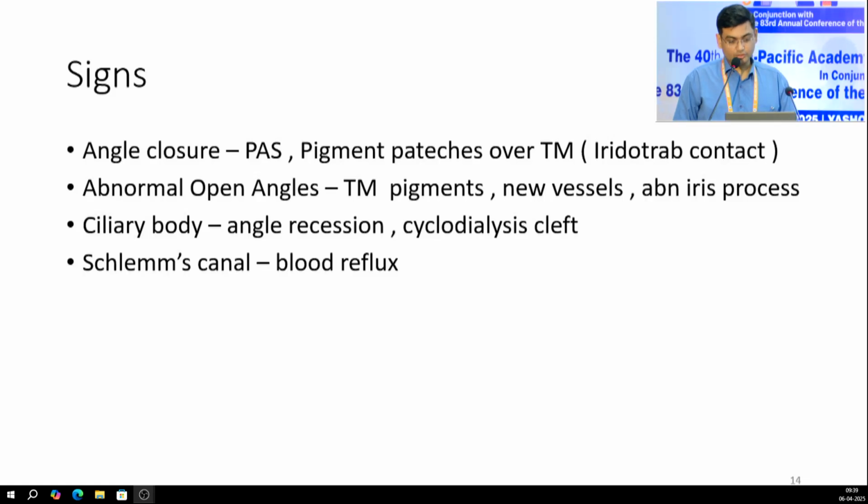Now in angle closure, you will see pigmented patches over the trabecular meshwork, which is a sign of iridotrabecular contact. Then in abnormal open angles, there will be TM pigment. Then there will be new vessels, abnormal iris processes. In the ciliary body, look for any angle recession, any cyclodialysis cleft. And in some cases, you can see blood in the Schlemm's canal.